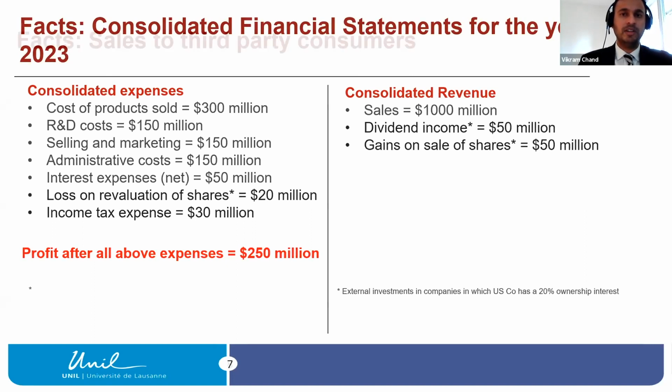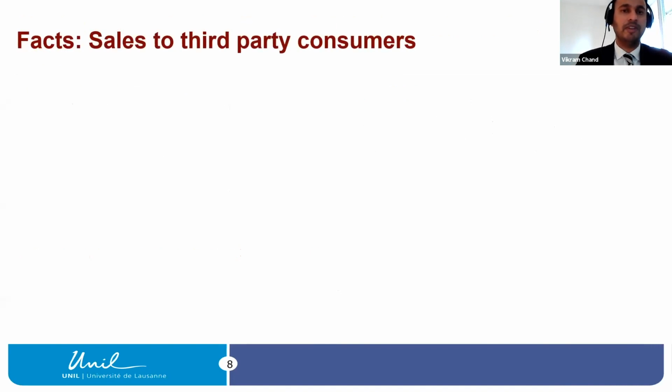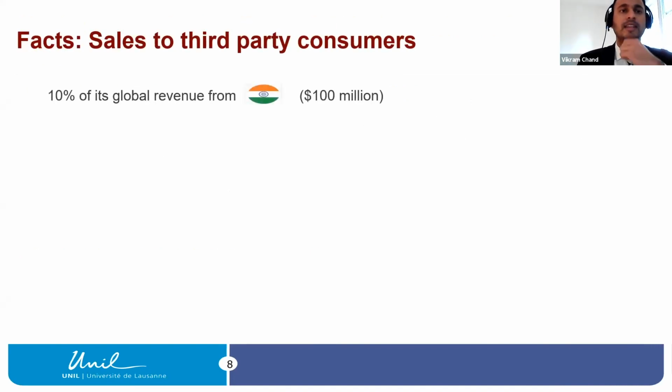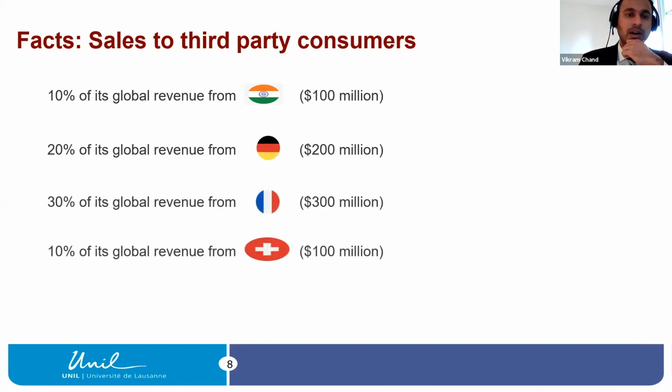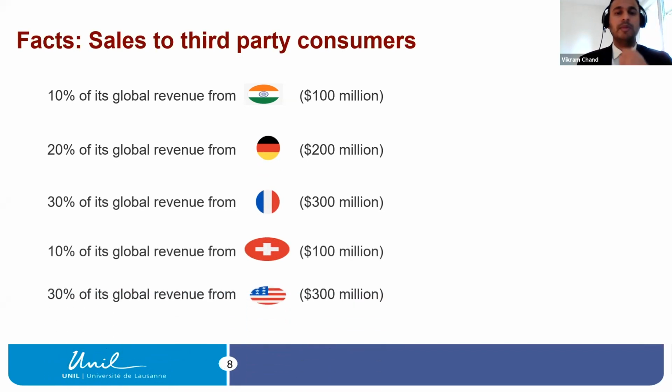And this is based on the consolidated financial statements. Furthermore, a fact which is very important for our case study is that 10% of the global sales of this multinational are derived from India. So 100 million of revenue is flowing in from India, 200 million from Germany, 300 million from France, 100 million from Switzerland, and finally 300 million from the US.